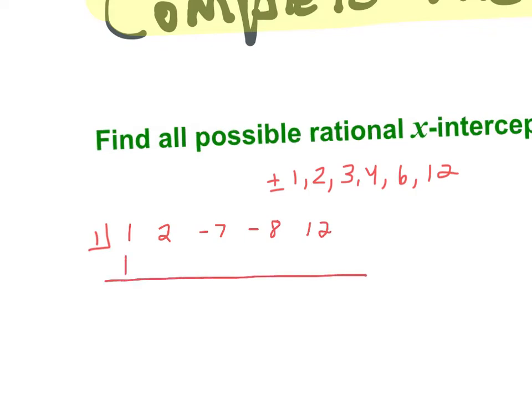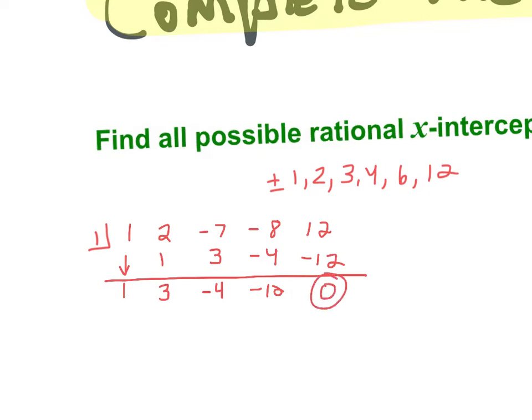So we work this out. We bring down our 1. 1 times 1 is 1. 2 plus 1 is 3. 3 times 1 is 3. Negative 7 and 3 is negative 4. Negative 4 and 1 is negative 4. Negative 8, negative 4 is negative 12. Negative 12 and 1, negative 12. Negative 12, positive 12 gives me 0, correct?